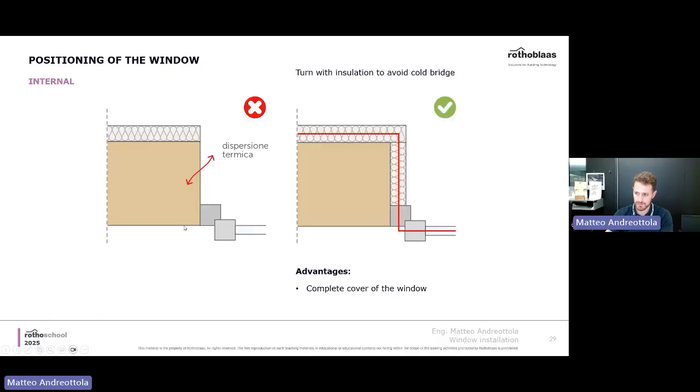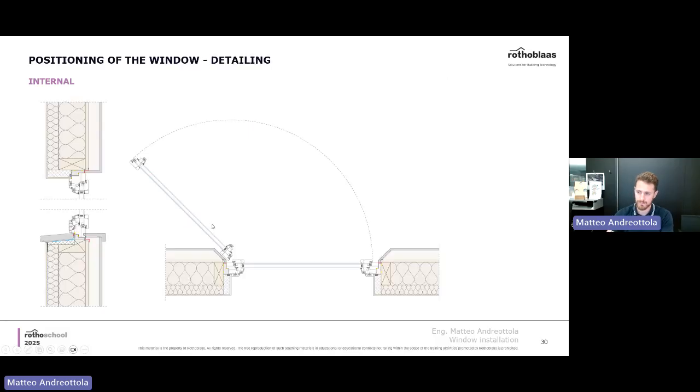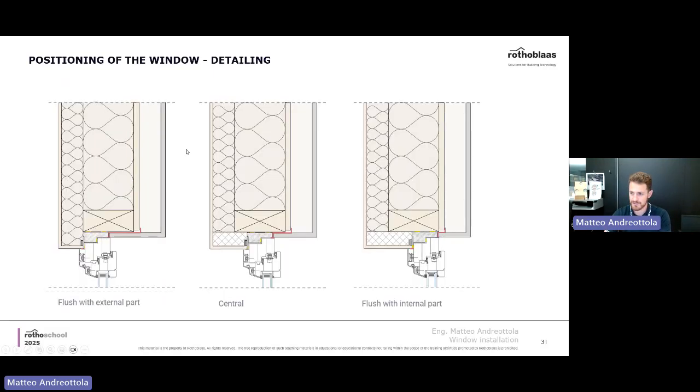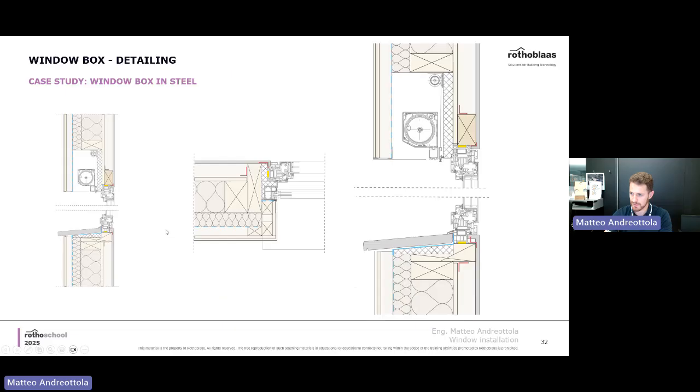Obviously, you can always put the window on the bottom part, and this type of detail is used many times to open up the windows completely towards the inside. If you live in very hot countries, this could be an interesting detail also. So, just to sum up everything in the last few minutes that we have together, you see all three examples in the same slide.